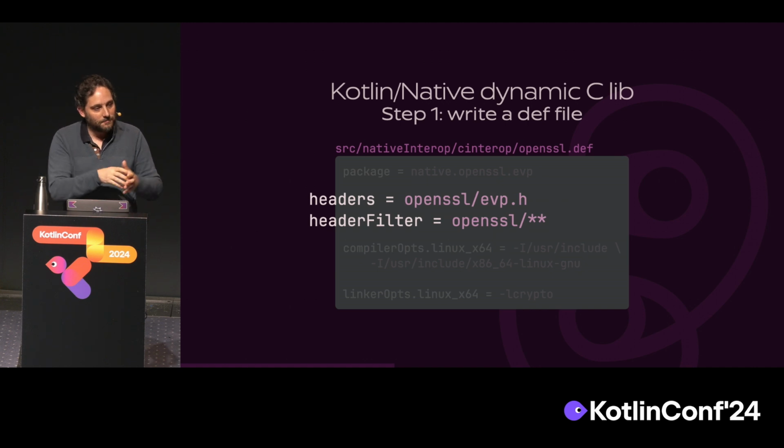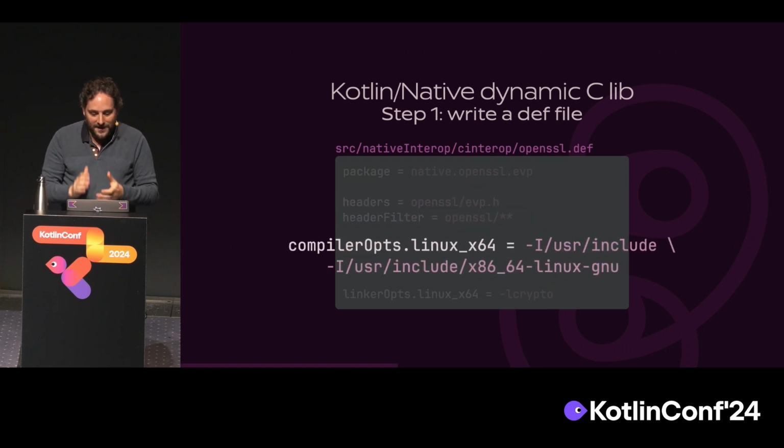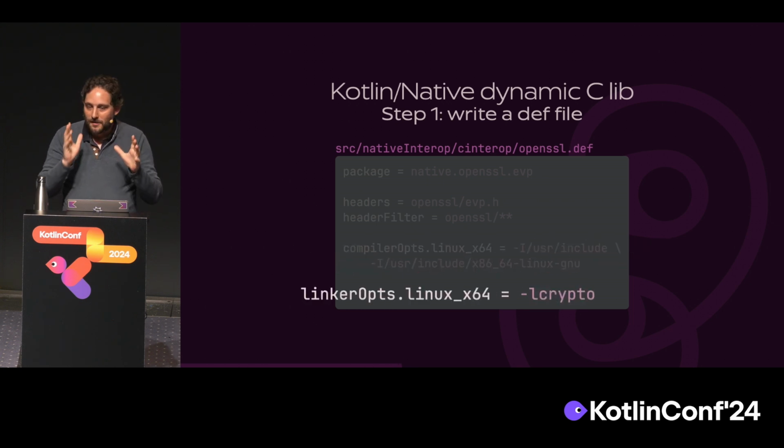So you give it the header, but a header includes all other headers, which include other headers. So you need to tell it, okay, generate code only for headers that are inside this folder. I don't need you to generate code for headers like stdio.h, or system headers. I just want the code that corresponds to the headers inside OpenSSL. And then you need to give it some compiler options, namely where to find the headers. And finally, you need to say, okay, when you link, link with crypto.